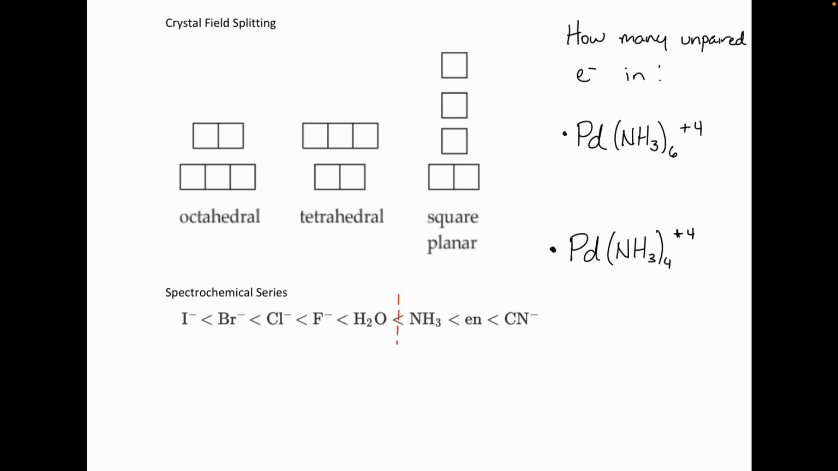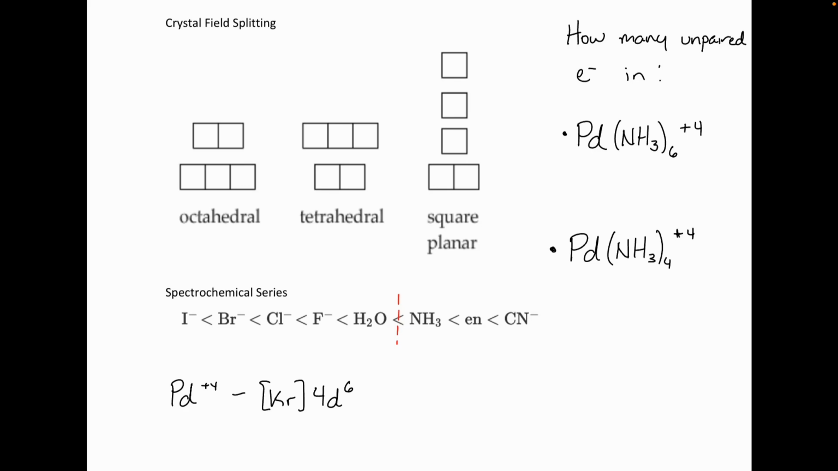My oxidation number of my palladium in both of these cases is 4 because ammonia is a neutral ligand. So Pd plus 4. If I look at my periodic table, my electron configuration would be krypton plus 6 4d electrons. So that's how many electrons I'm going to be filling into my diagram here.